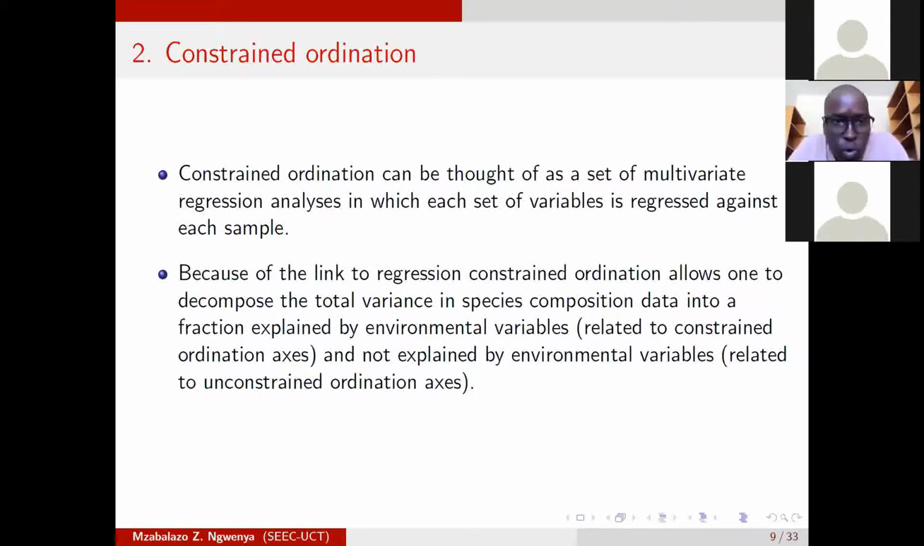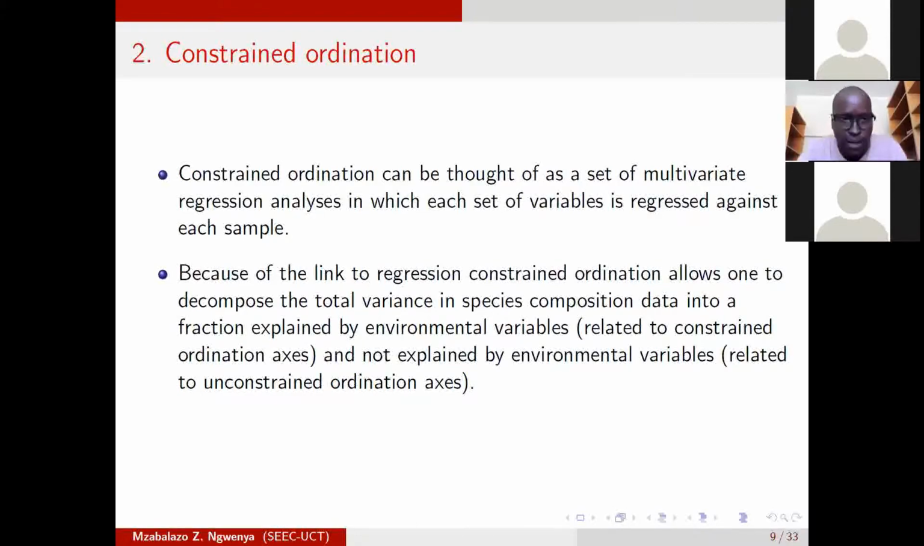Let's look at a quick, not so detailed look at constrained ordination. So we already know what it is. We're constraining our ordination with regards to some environmental variables. What is actually happening at the back? So constrained ordination can be thought of as a set of multivariate regression analyses in which each set of variables is regressed against each sample. Okay, but I'll show you a graphic there, which might communicate that a bit better.